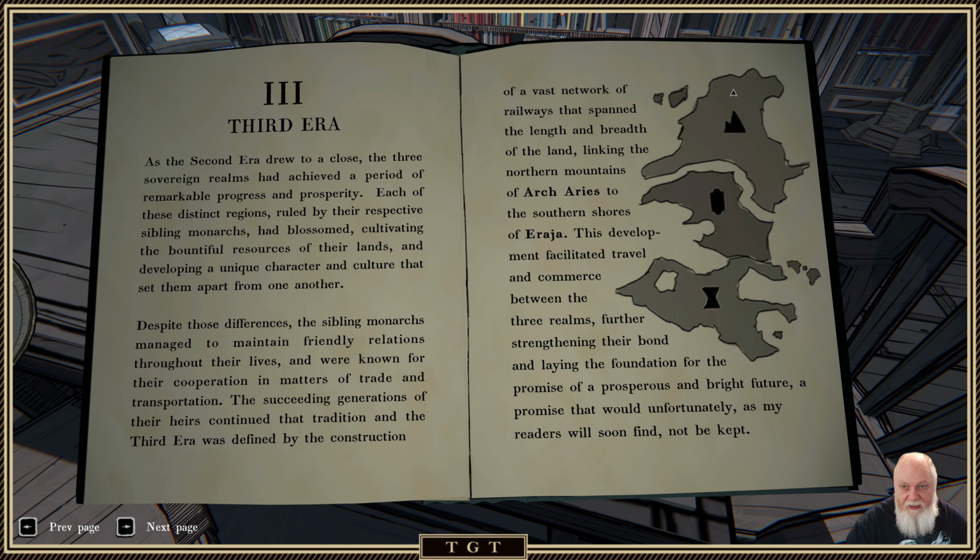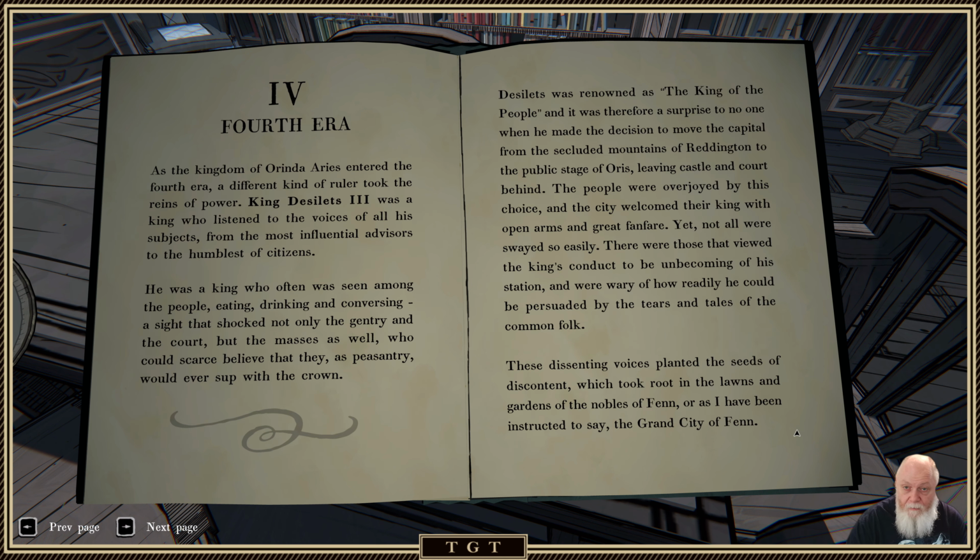And we can clearly see the insignias of the three realms, Arch Ares, Orinda Ares, and Eurasia. Fourth era. Oh, here, let me go back and use the magnifying glass here. I don't think there's anything to be revealed.